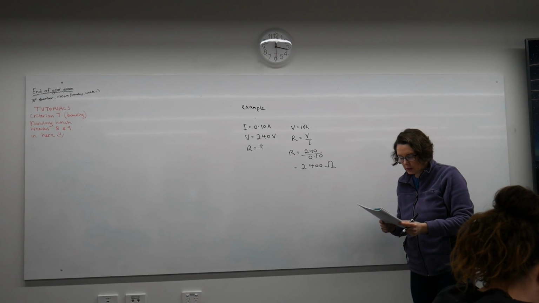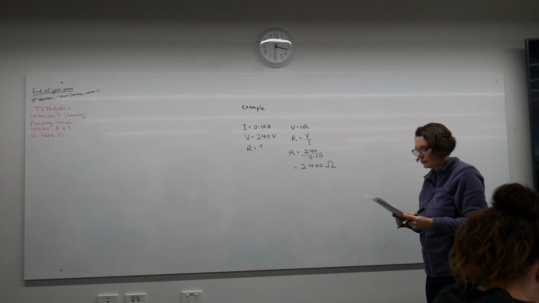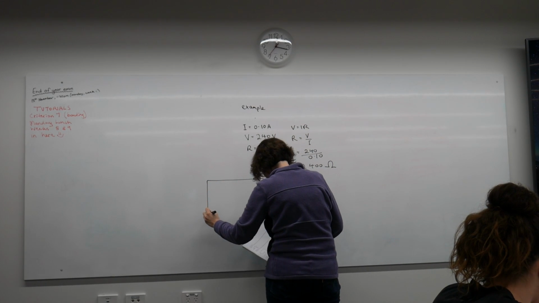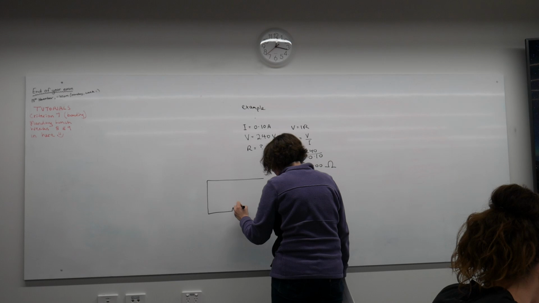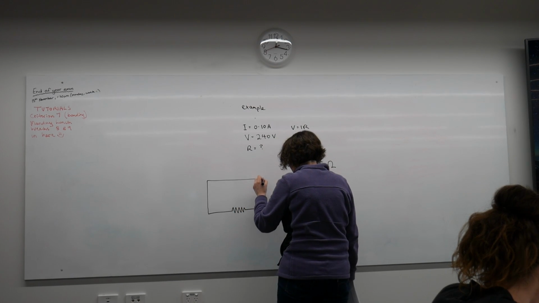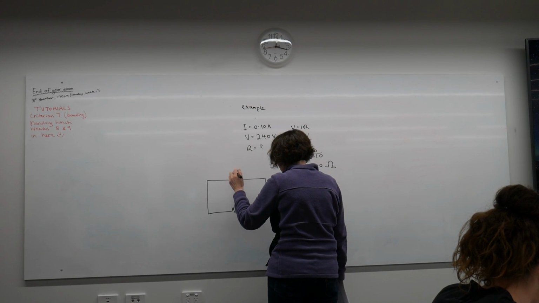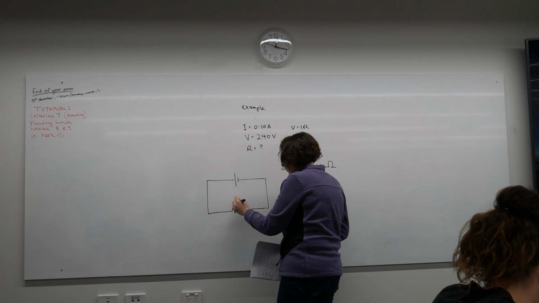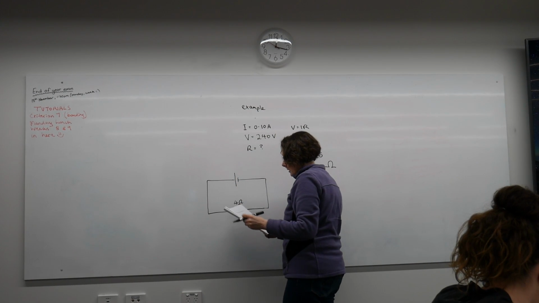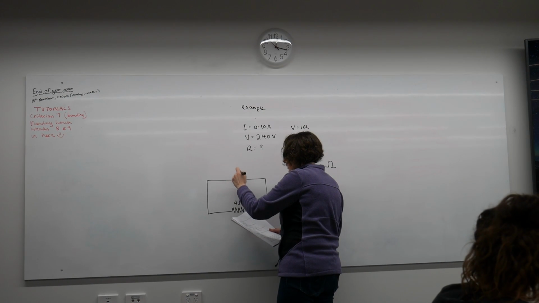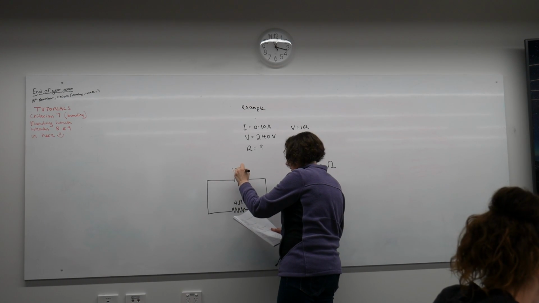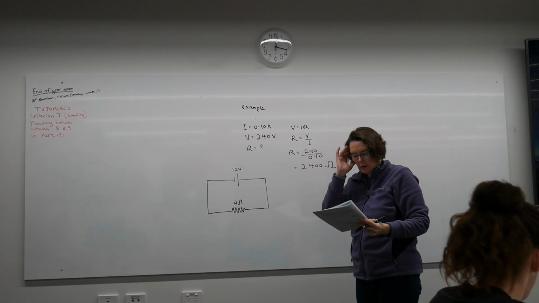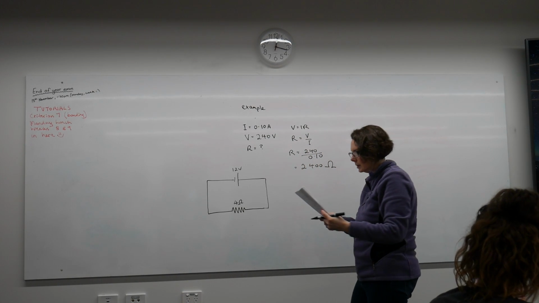Now we've got another circuit. What would each of the meters read in the circuit in the diagram below? So we have our circuit. You see that we've got this kind of arrangement. The resistor, and it tells us it's a 4 ohm resistor. The battery is 12 volts. And we're asked, what would each of the meters read?